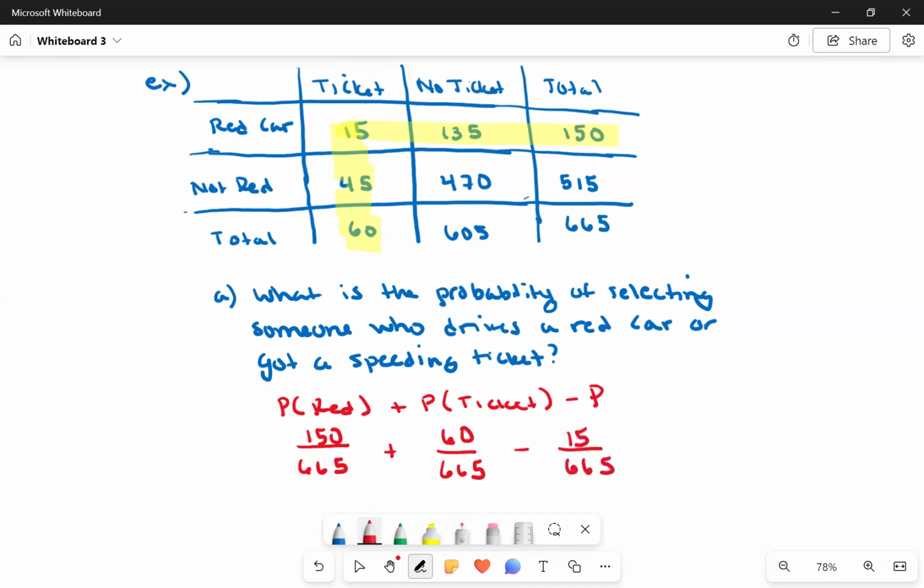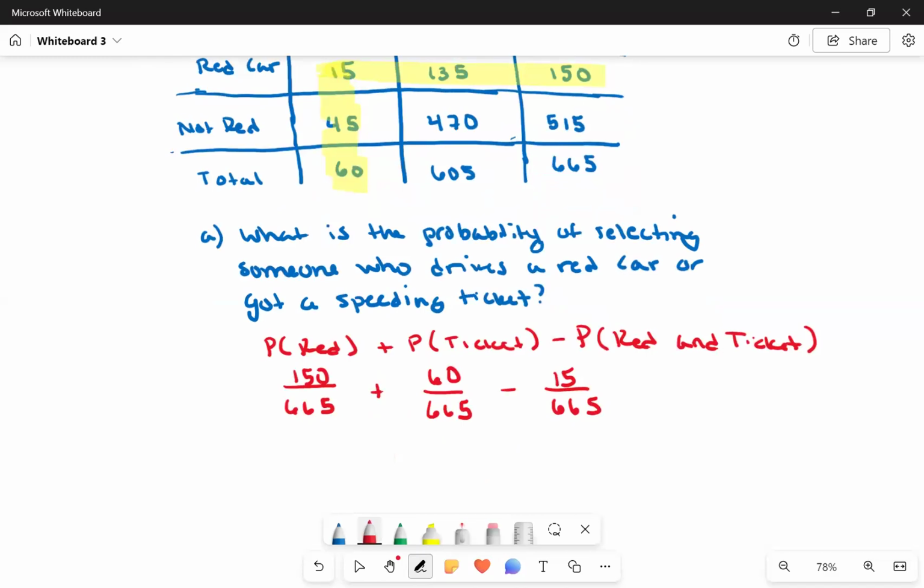And what that looks like in the formula is we're looking at the probability that somebody is both red and got a ticket. Sorry, that they have a red car and they got a ticket. So that is how we would find this probability. So let's see, 150 plus 60 is 210, minus 15 is 195 out of 665. And here, let me go ahead and reduce that on my calculator. Oh, crud. 195 out of 665. There we go. Got to actually put it in correctly. Okay, that gave me 39 out of 133. Or if I wanted to divide that, that's 0.293, if I want to write it as a decimal.